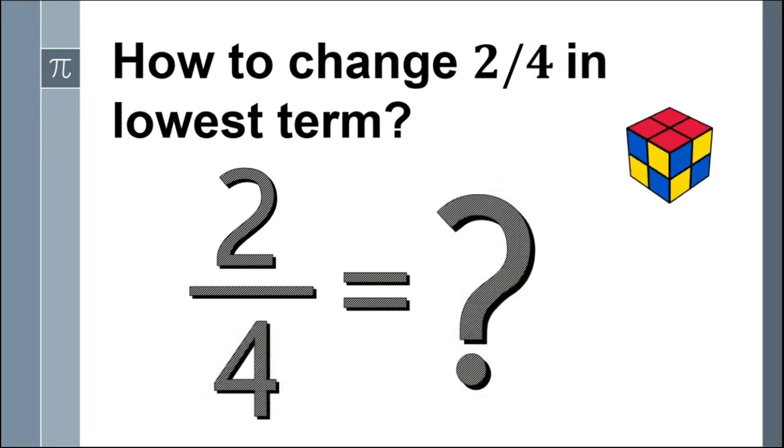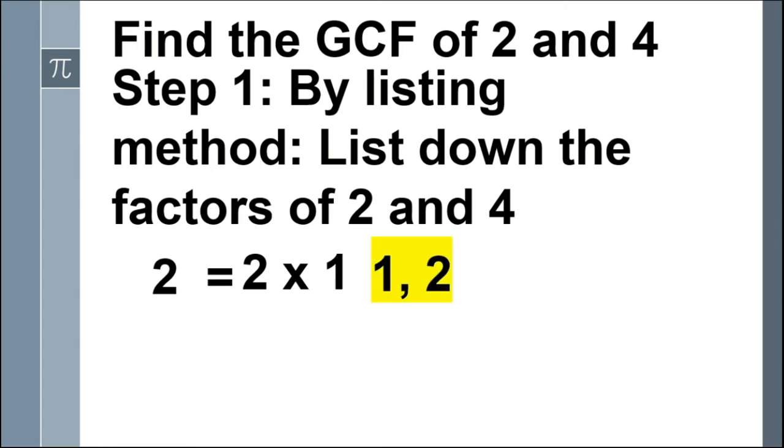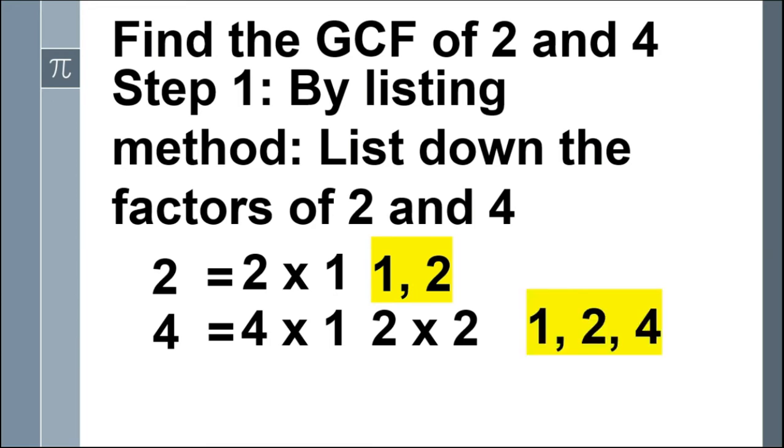Okay, how do you change 2/4 to lowest term? Again, find the GCF of 2 and 4. Okay, step 1. Listing method. List down the factors of 2 and 4. So, 2 times 1. Pag nilista nyo, 1 and 2 ang factors niya. 4 naman, 4 times 1 at saka 2 times 2. Kapag nilista nyo, ang factors niya ay 1, 2, and 4. Then, piliin nyo yung pinakamalaki na meron ang 2 at saka 4.